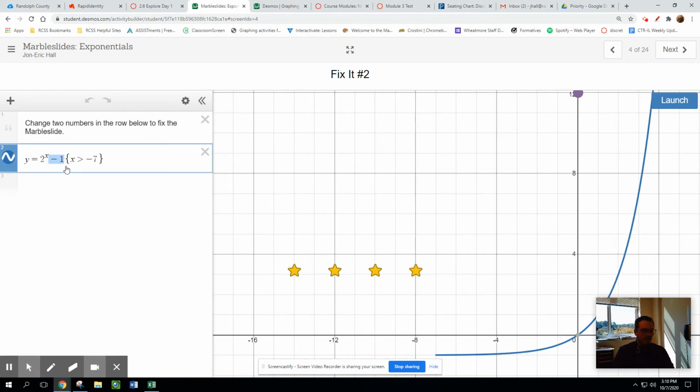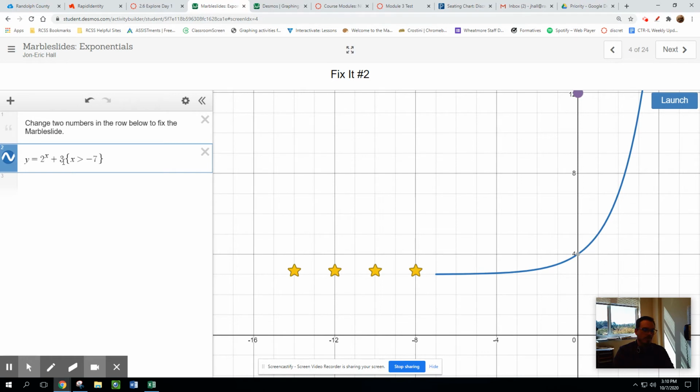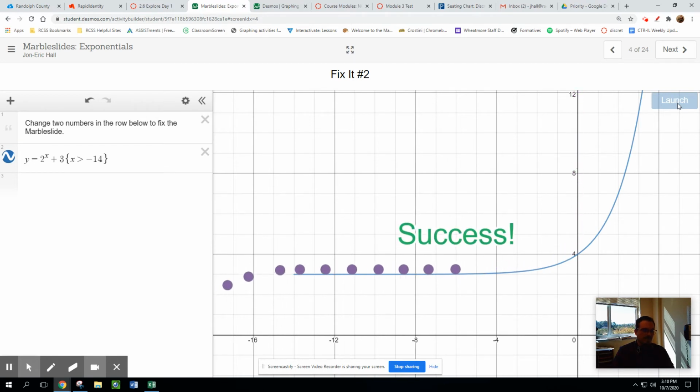If I take that and put it as +2, nope, +3, and then the 2 changes the steepness of the graph. So maybe I change this 7 and I take it all the way out to where this one looks like it's changing out of. How about -14? Now if I do that and click launch, I definitely get all of them. So my graph doesn't stop too early.